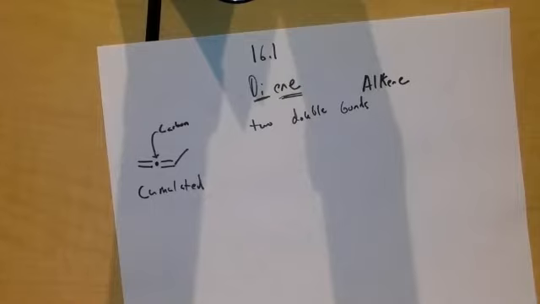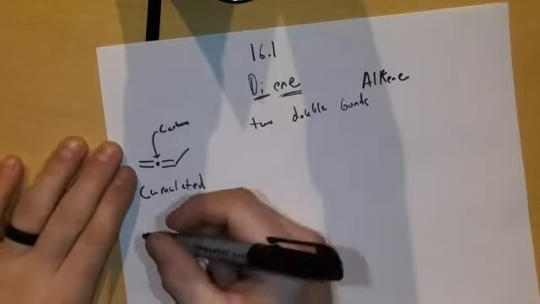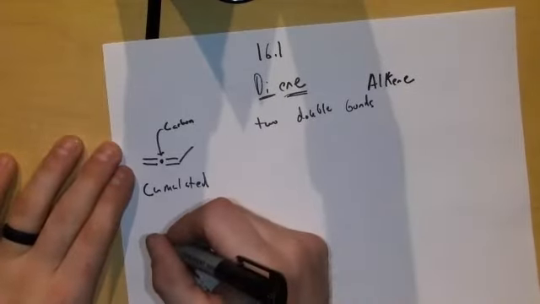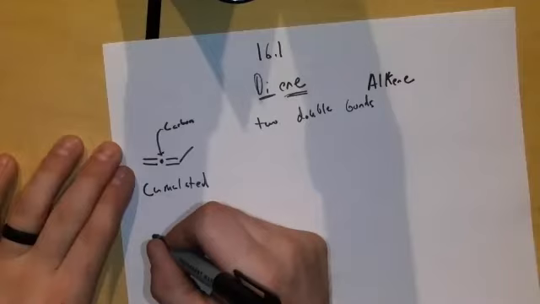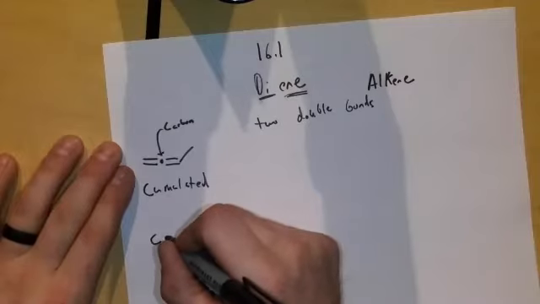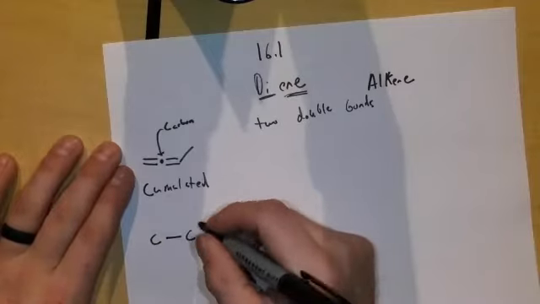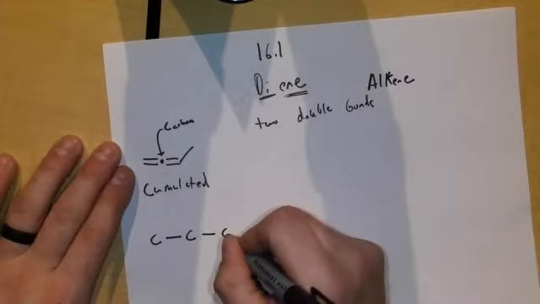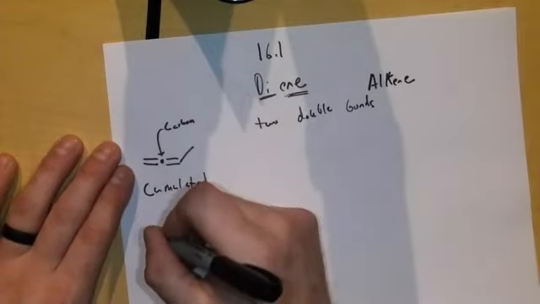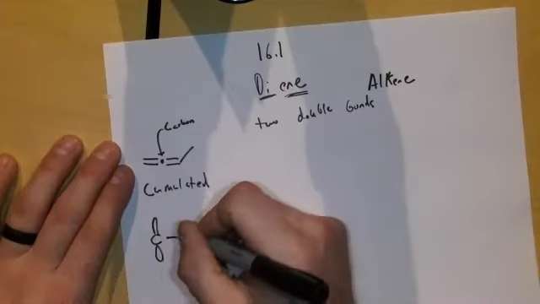So if you draw out the molecular orbital diagram for these, the way that they have to be stacked is going to look like this.